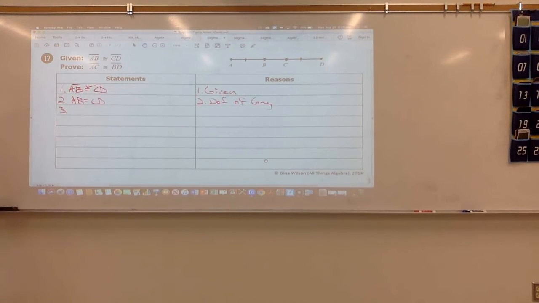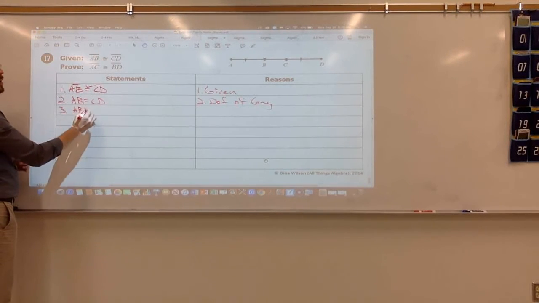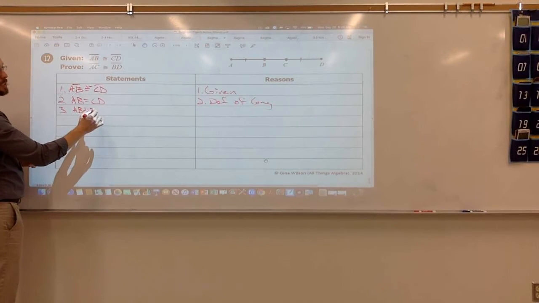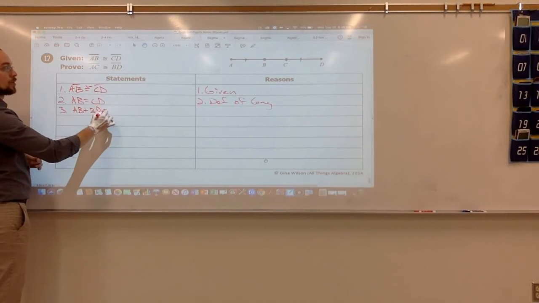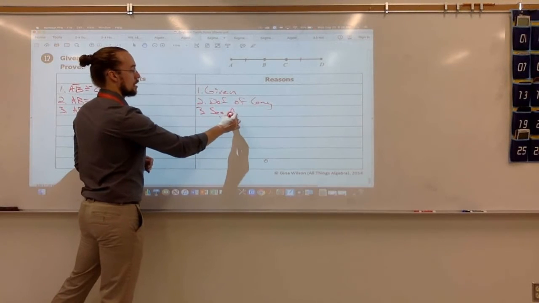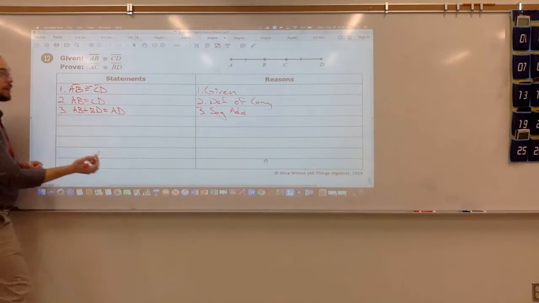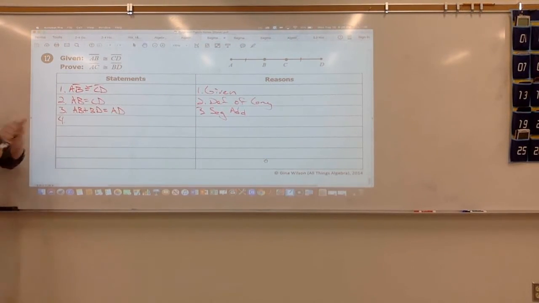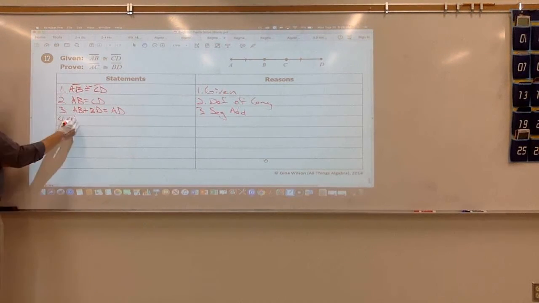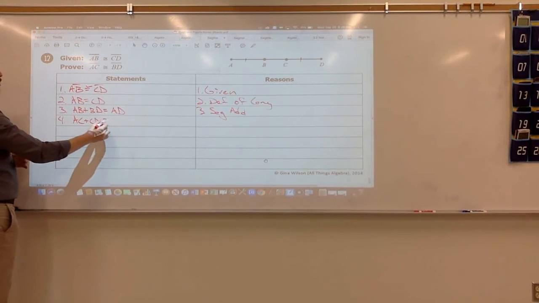Well, now I'm probably going to need to use segment addition somewhere. Yeah, we can do that. AB plus BD equals AD. I'm abbreviating because I'm going fast here. We may also want to use AC plus CD equals the whole thing.